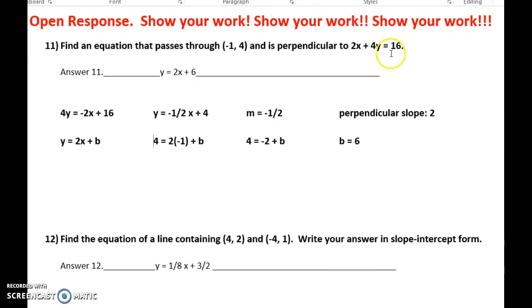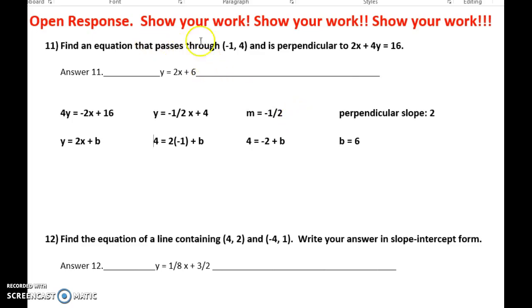For number 11, we're finding a line that goes through this point and is perpendicular to this line. So let's start by finding the slope of this line. We're going to try to put it in y equals mx plus b form and get y by itself on the left. So to first start that, we're going to subtract the 2x from both sides, and we'll get here. And then divide both sides by 4, and you'll get to here. And that's in y equals mx plus b form, so we can just look and see what the slope is. It's -1/2. So a perpendicular slope would be a +2. Flip the fraction over and change the sign.